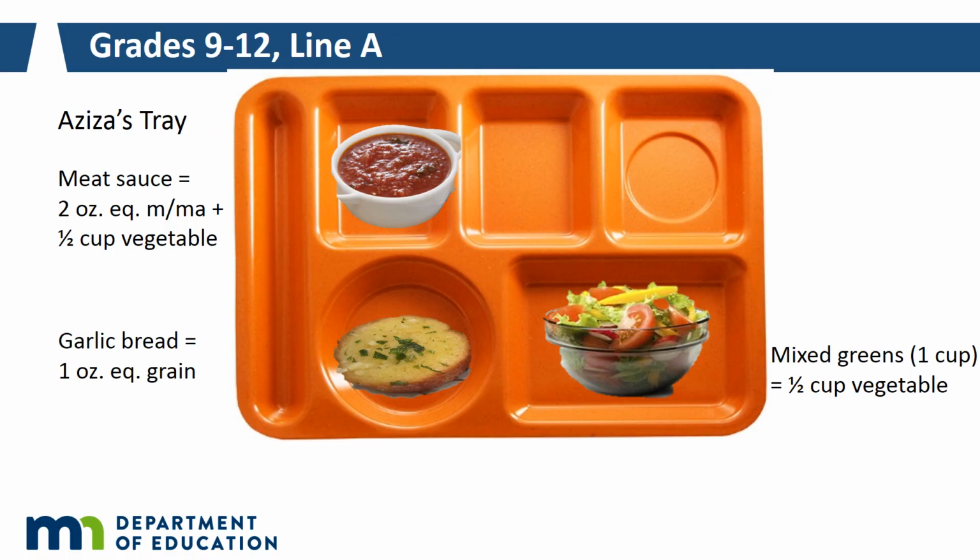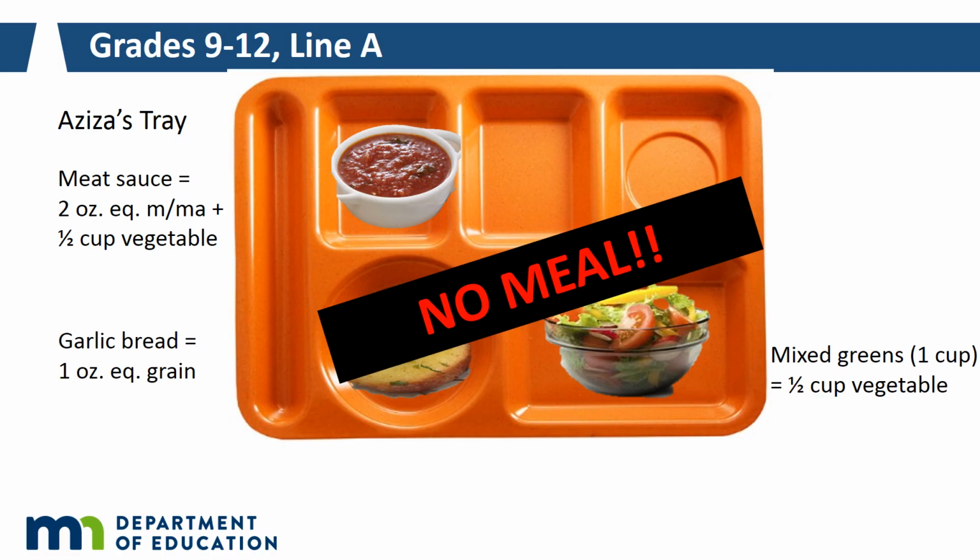So from that menu, let's say Aziza selects the meat sauce, the mixed green salad, and garlic bread. Is this a reimbursable meal? No. Although Aziza took at least a 1/2 cup of fruit or vegetable and the full component of meat alternate, she did not take a second full component. The garlic bread doesn't meet the minimum grain requirement for grades 9 through 12, which is 2 ounce equivalents. So Aziza would have to take another ounce equivalent of grain with the spaghetti, or another full component, such as a milk. Then the meal would be reimbursable.